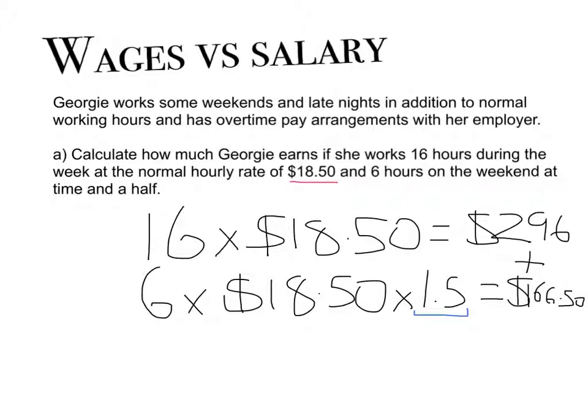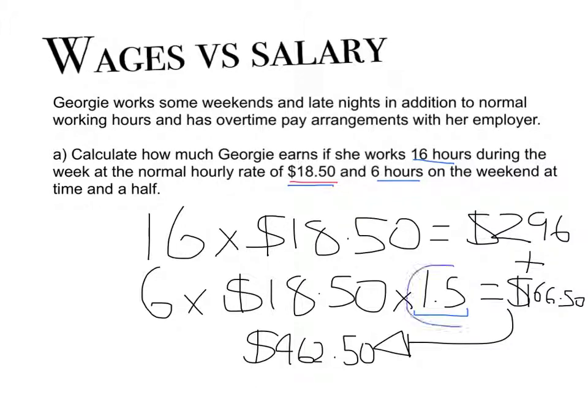So if we add those two together down here, we will come out with an answer of $462.50. All you have to do here, guys, is read the question. 16 hours at the normal rate. 6 hours at time and a half. Multiply it by that 1.5, combine the earnings, you're done.